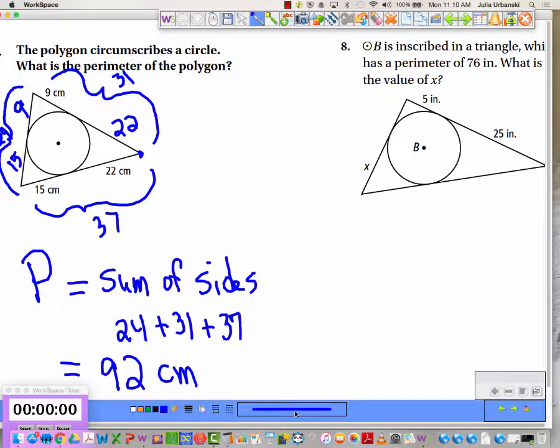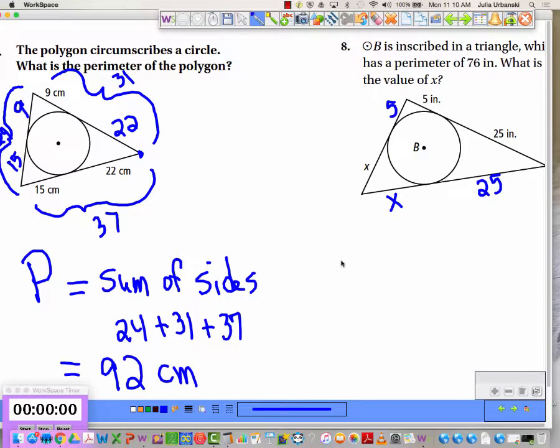Number 8. What do you see? Tangents again, okay? So I'm going to point to something. Tell me what it equals. This piece right here. 5. This piece right here. X, good. And this piece? X. 25.